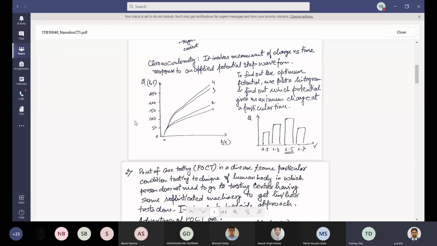Have you mentioned this? This is the key word, and this is what was mentioned in the slide. So it involves the measurement of the charges, and you have to apply some fixed potential. Have you mentioned this one?